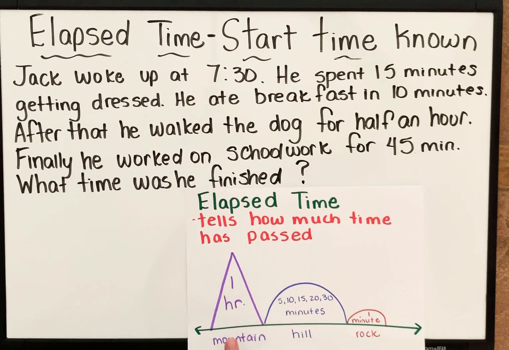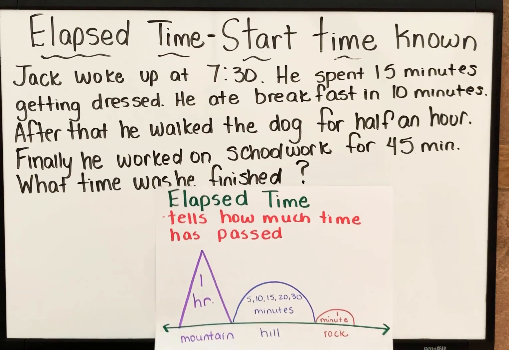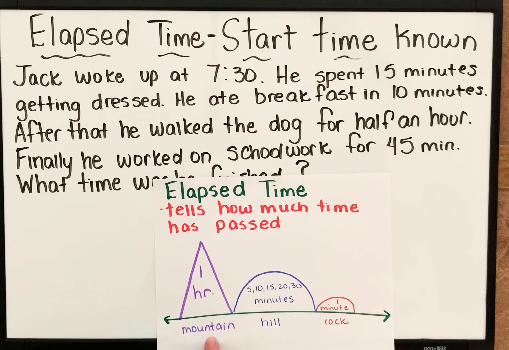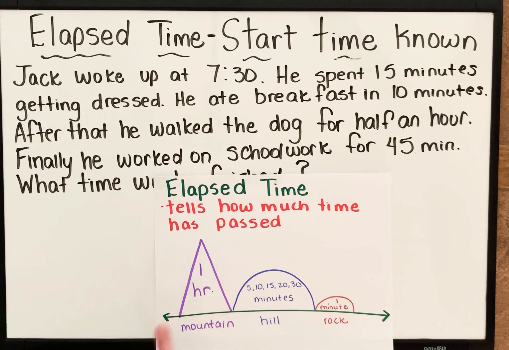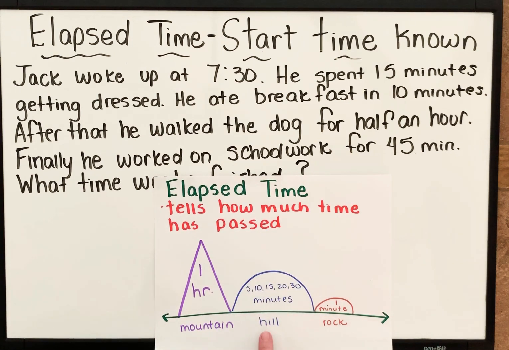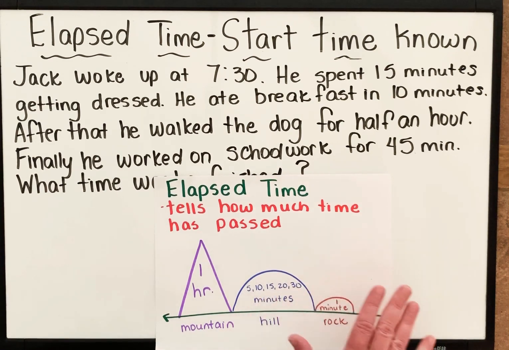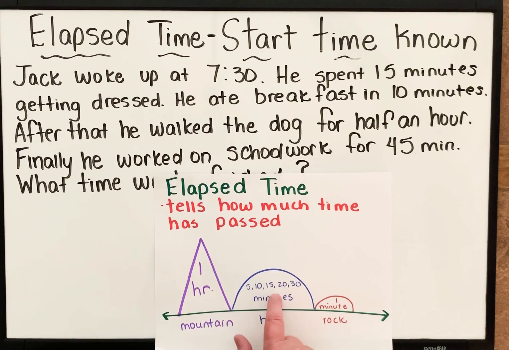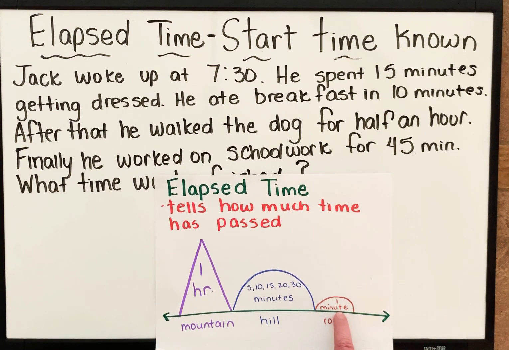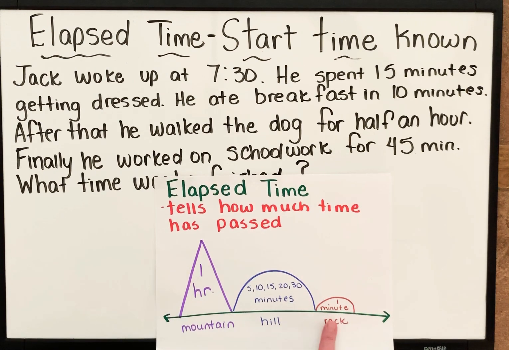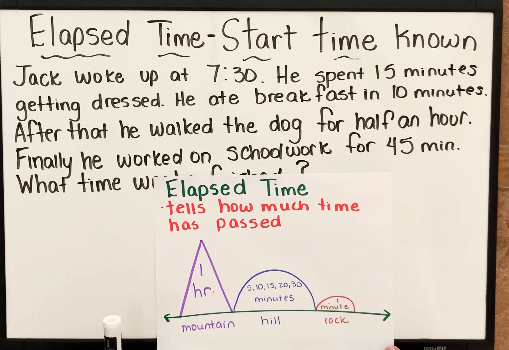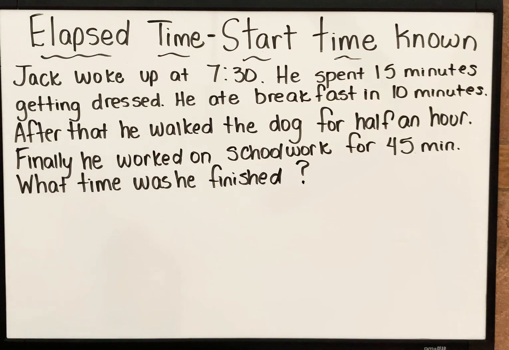So we are going to use our mountains, hills, and rocks. To review, a mountain on my open number line represents 1 hour of time. A hill on your number line can represent a 5, a 10, a 15, a 20, a 30, a 25, whatever you need that hill to be, as long as you're labeling it. And a rock, which is smaller than a hill, represents 1 minute increments. So mountains, hills, and rocks.